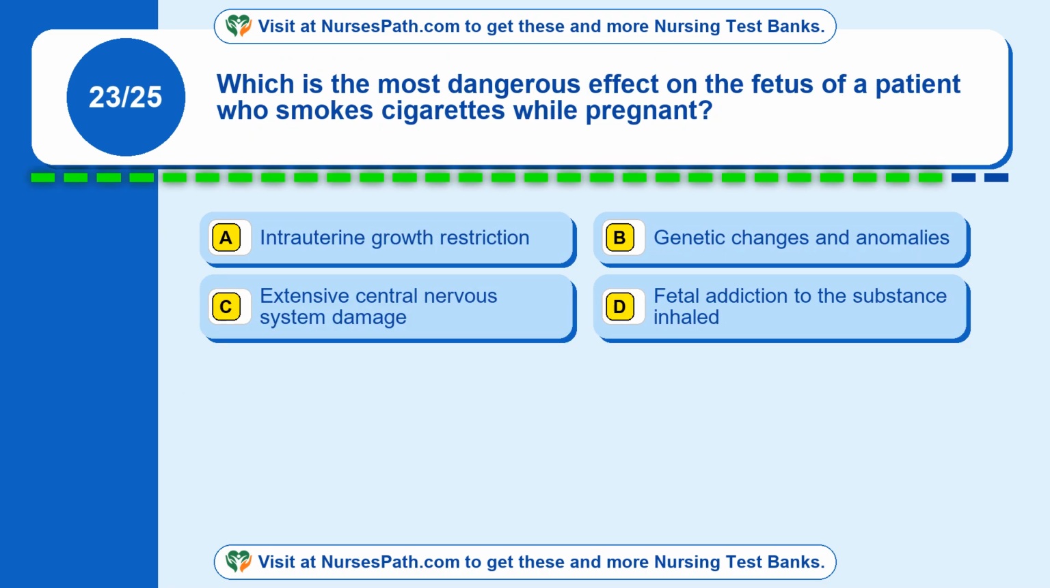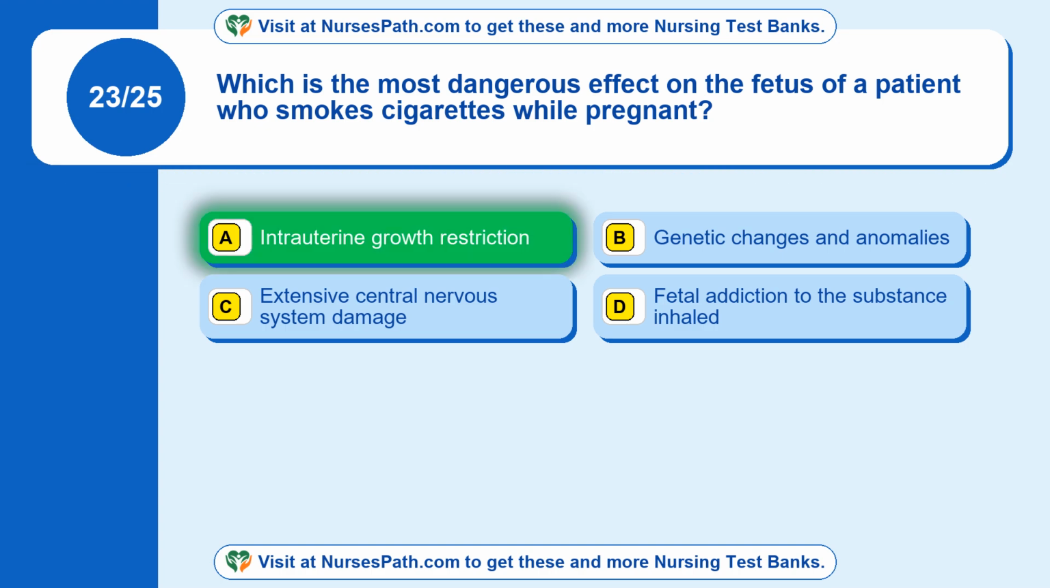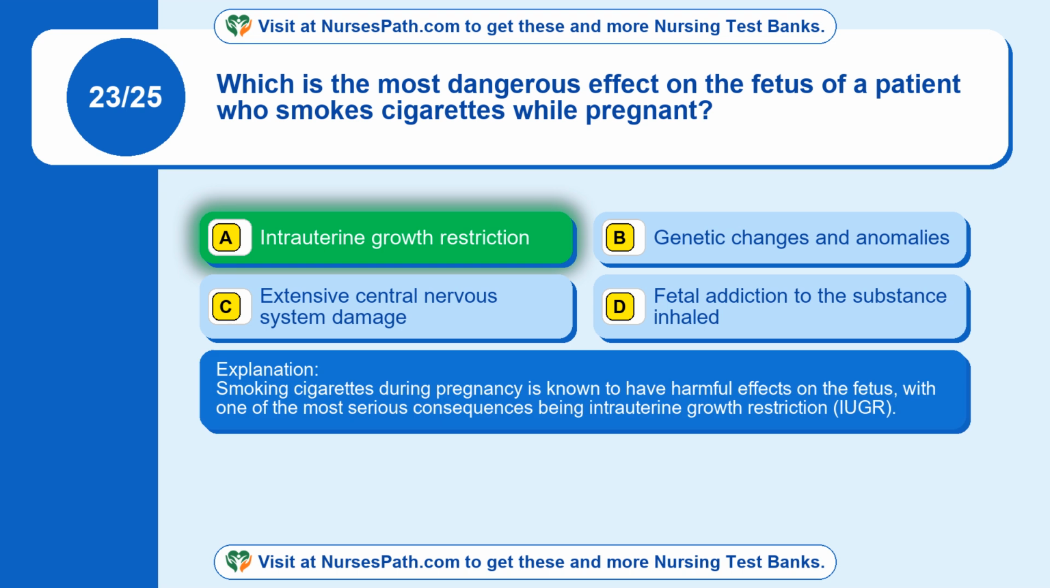Question 23. Which is the most dangerous effect on the fetus of a patient who smokes cigarettes while pregnant? Option A. Intrauterine growth restriction. Option B. Genetic changes and anomalies. Option C. Extensive central nervous system damage. Option D. Fetal addiction to the substance inhaled. The correct answer is option A. Smoking cigarettes during pregnancy is known to have harmful effects on the fetus, with one of the most serious consequences being intrauterine growth restriction, IUGR.